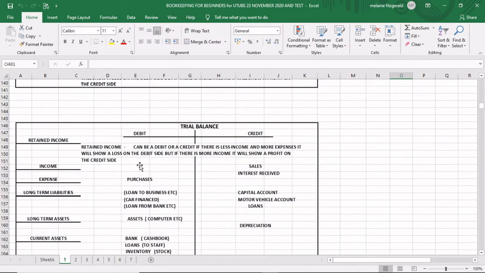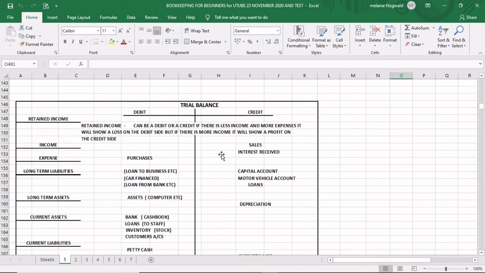Okay, so trial balance. Now we bring forward the retained income into the trial balance, and as I said, it's either a debit or a credit, depending. In the income section, sales and interest received entries always go on the credit side. Expenses, like purchases, go on the debit side. Long-term liabilities go on the credit side: the capital account, the motor vehicle account, and the loans account. For example, these are explanations for these entries on the credit side. A loan to a business would be a capital account. Car finance, loans from the bank, or loans.